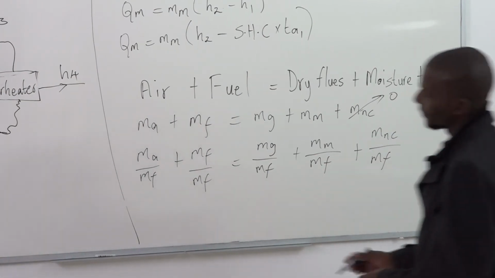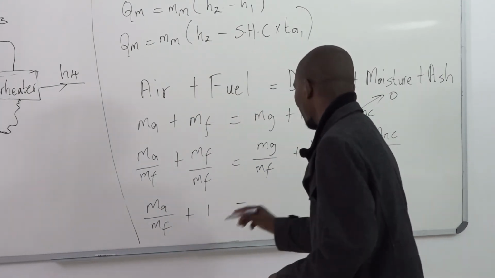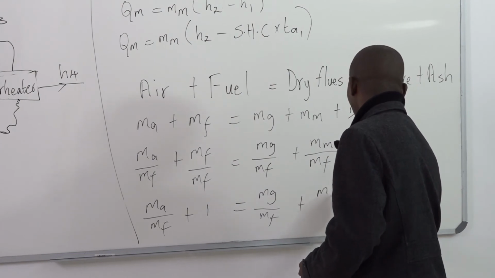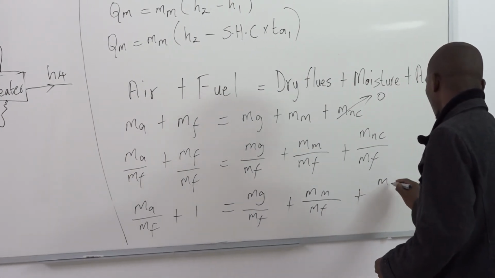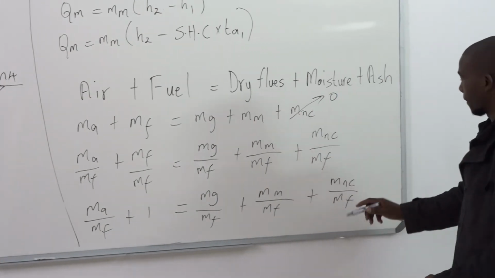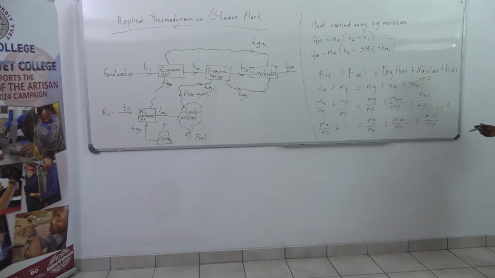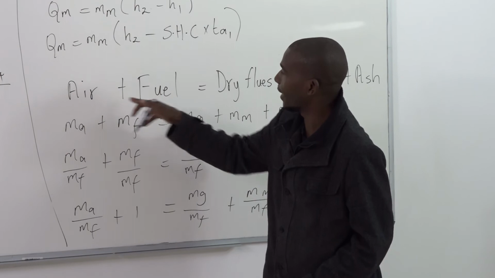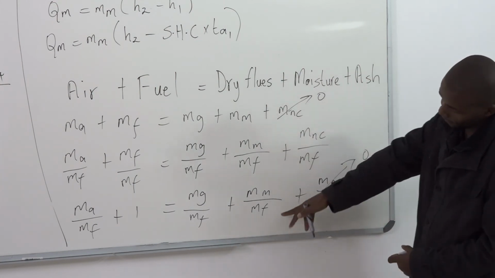And that's our equation. MA over MF plus 1 is equal to MG over MF plus MM over MF plus mass of non-combustibles over MF. And like I said before, if nothing is referred to concerning the mass of non-combustibles, so if there's no ash formed, you can take this as zero. That's the equation. You don't have to memorize it. You just have to understand that when you combine air and fuel, dry flue gas is formed and moisture also plus ash. That's the logic behind this equation.